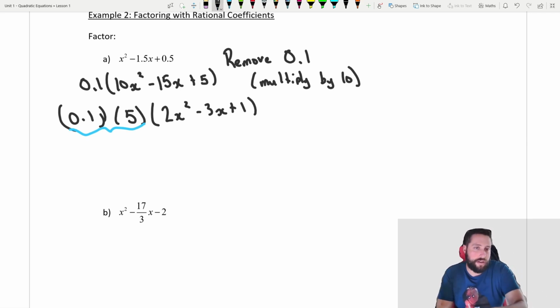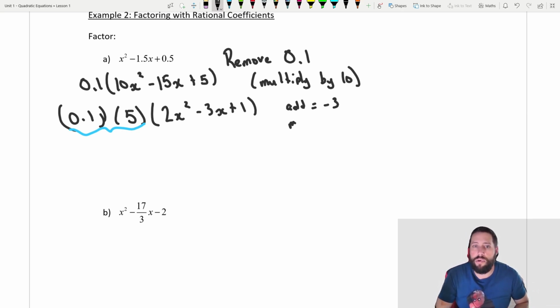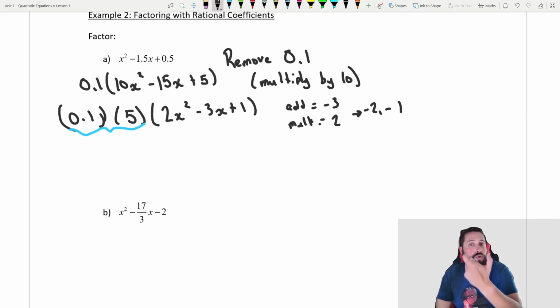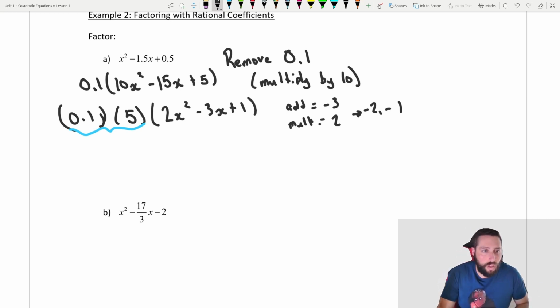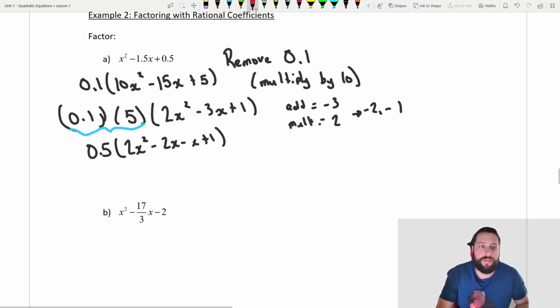At the same time, we can do the second part where it's going to add to equal -3 but multiply to equal 2. Those would be -2 and -1. Those two add together to still give you -3, but still multiply to give you +2. So now we have 0.5, and then we have 2x squared minus 2x minus x plus 1. Same thing as before, we're going to split it in half, like so.